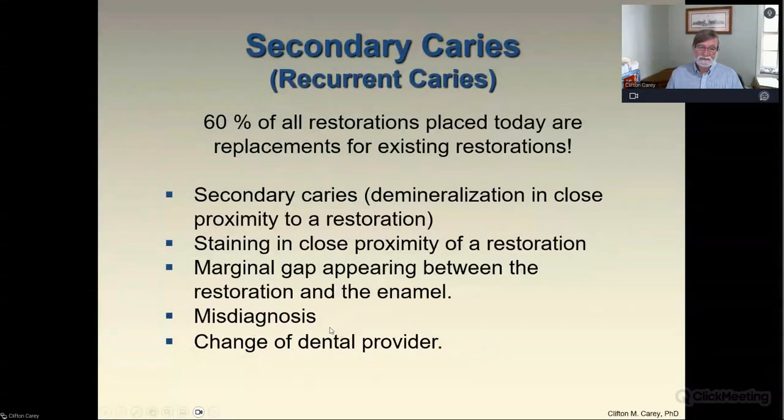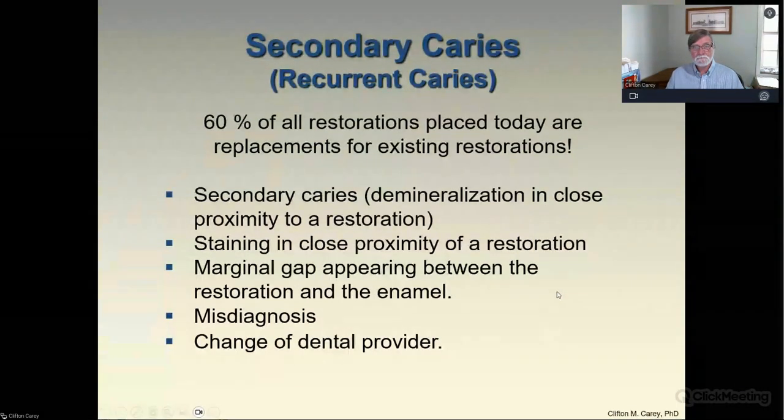And then finally, this last one, and I'm not trying to be mean about it, but when you change providers, sometimes the new provider takes a look at a tooth, sees a restoration, sees some staining around it, doesn't have much in the way of the history, how long it's been there and such. And it's sometimes thought of as a reasonable thing to just go and make sure it's not a secondary caries that could lead to the loss of a tooth.